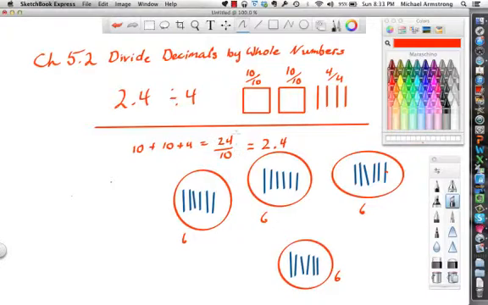So I had 24 tenths all in one group, and now I have 4 groups of 6 tenths. So if I rewrite this problem, 2.4 divided by 4 equals, what does it equal?